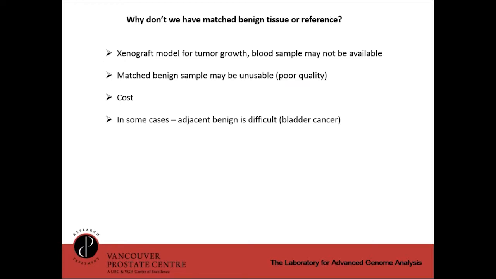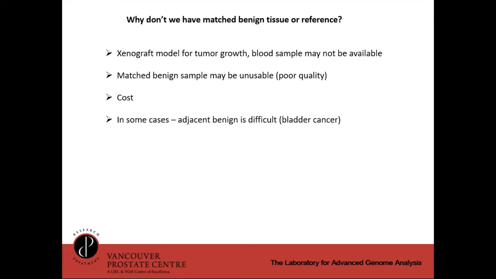So one of the questions that people will ask sometimes is, well, why don't you have matched benign? Or sometimes people will say, why do you need matched benign? It makes it a lot easier if you do have a matched benign for each tumor sample, but sometimes you just can't get that. One example is in a xenograft model. You really can't grow normal tissue in a mouse. You need that driving tumor force for it to work. That's what the model was based on.